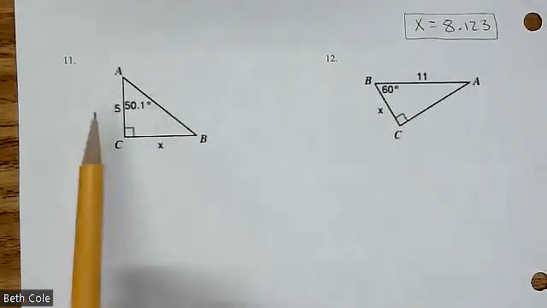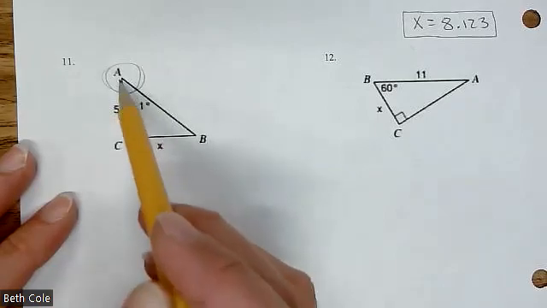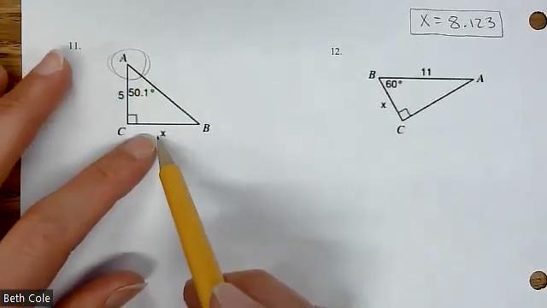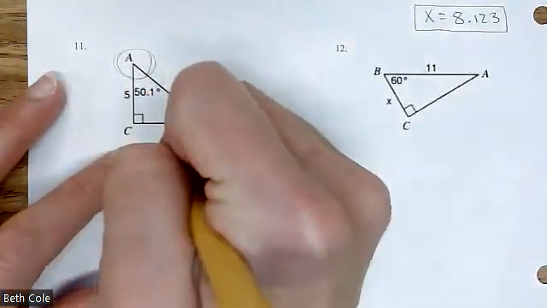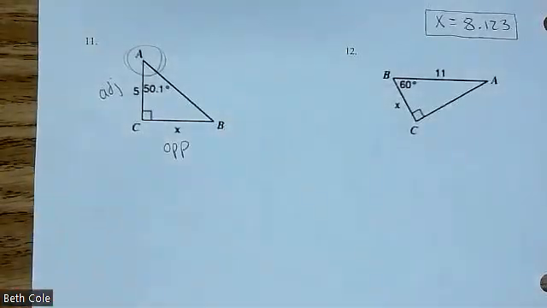Where's your point of view for this one? The A, 50.1. It's wherever it's labeled. So that means x is the what? Opposite? 5 is the adjacent. So do we want sine, cosine, or tangent?